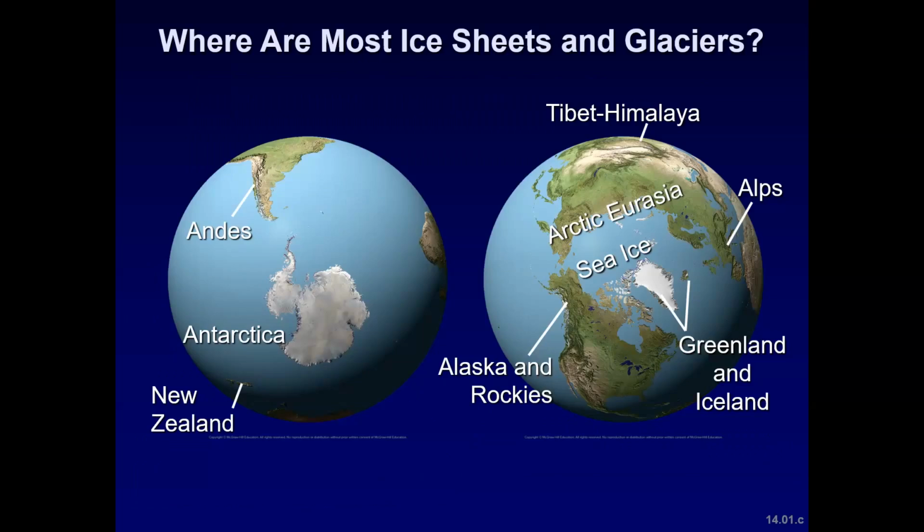So where are most ice sheets and glaciers? Well, at the poles, really, where it's coldest. You've got Antarctica covered in glacial ice. You've got sea ice and then ice sheets in Greenland. Iceland has plenty of glaciers still. The Alps, Alaska, and the Rockies, the northern Rocky Mountains, and Tibet, and the Himalayas.